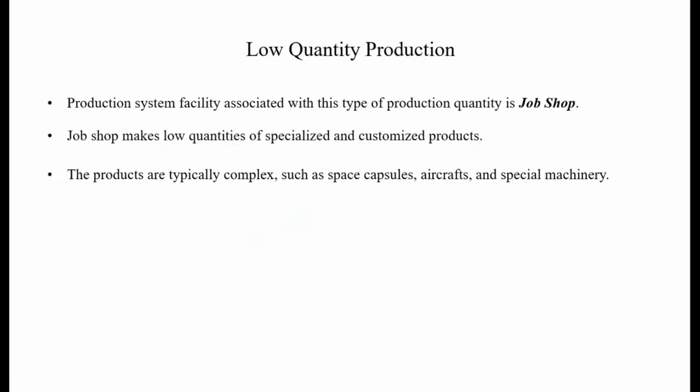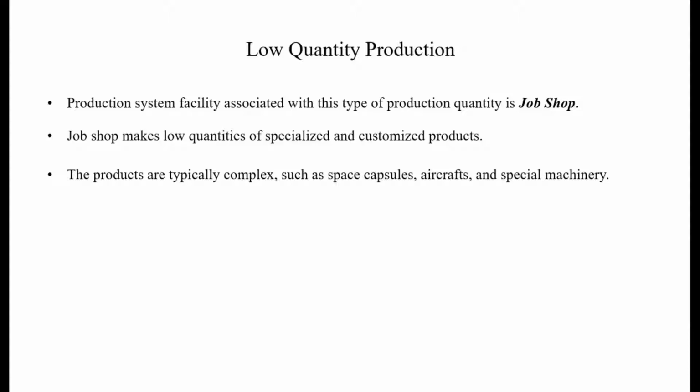So first of all, we will discuss the low production quantity and the types of layouts which are associated with this type of production quantity. The production system facility associated with this type of production quantity is known as the job shop. Job shops make low quantities of specialized and customized products.